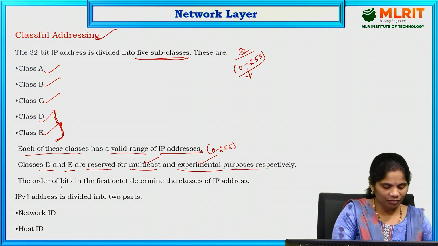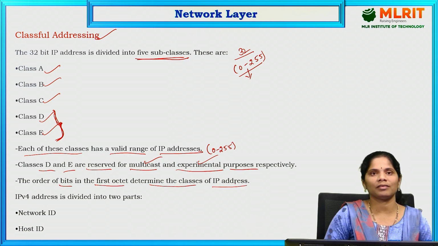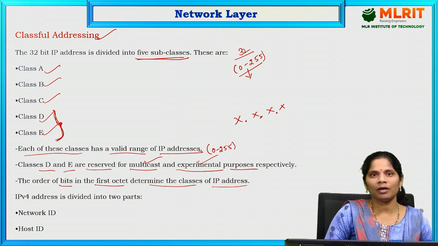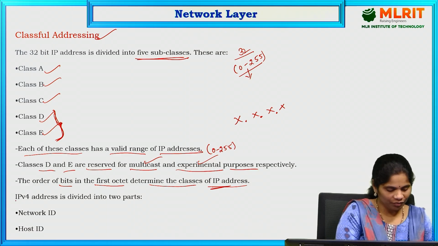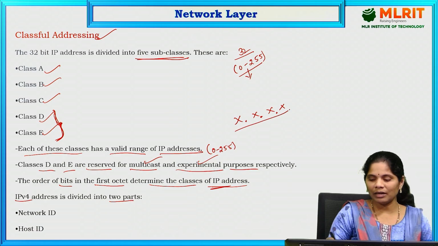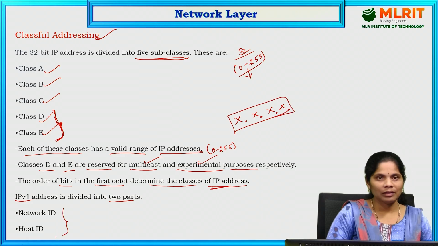The order of the bits is, the first octet determines the class of the IP address. Total how many octets are there? Total 4 octets: 1, 2, 3, 4, indicated with the dot symbol in between the octets. At the same time, there are 5 classes in total. So, an IPv4 address has 2 parts. Whenever we are writing these 4 octets, it again has 2 parts. These 2 parts are the network ID and host ID.